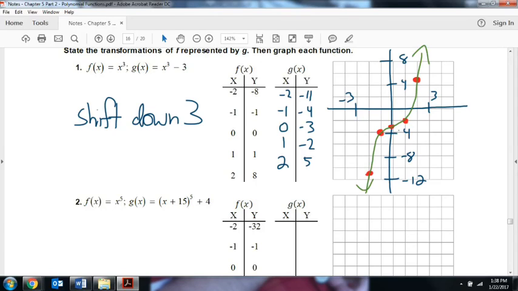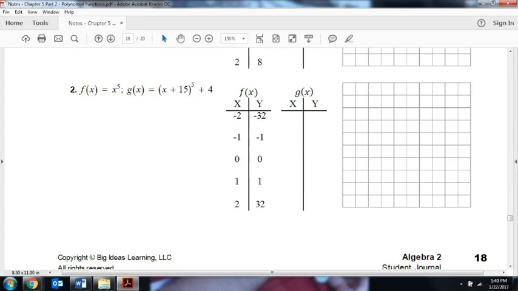All right. Number 2, we got 2 transformations going on, one on the inside and one on the outside. Remember, everything inside is x and backwards. So if we are adding 15 to the inside, we're actually going left. So this is a shift left 15. And everything on the outside is y, up. And we do exactly what it says.